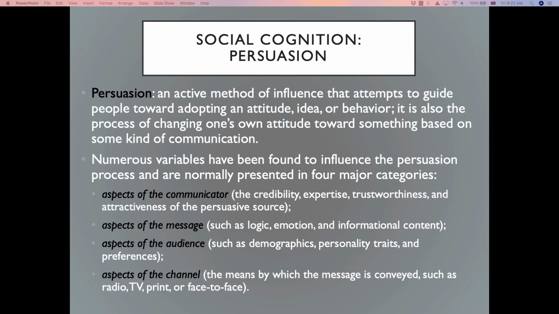Now, persuasion, it's all based on some form of communication. And there are four major categories to the way in which we can be persuaded. When you think back to your first lecture on critical thinking, this is part of persuasion. Aspects of the communication. Where is this information coming from? Is it from a journal article that you're reading?